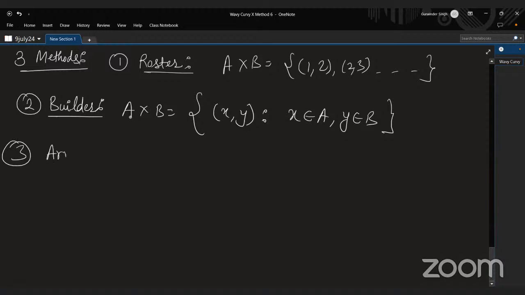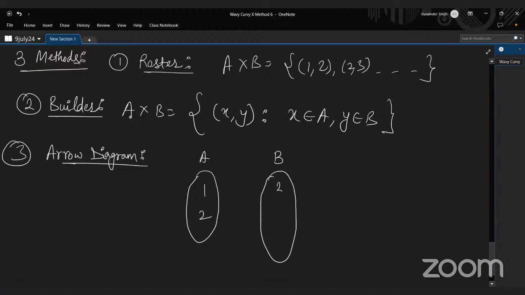Third is arrow diagram. Arrow diagram is what? You write a set A over here, this is 1 2. You write a set B over here, 3 4 and 5, and then you draw diagrams. 1 goes to 3, 1 goes to 4, 1 goes to 5, 2 goes to 3, 2 to 4, and so on. So these are the three methods of denoting how we will write A cross B.